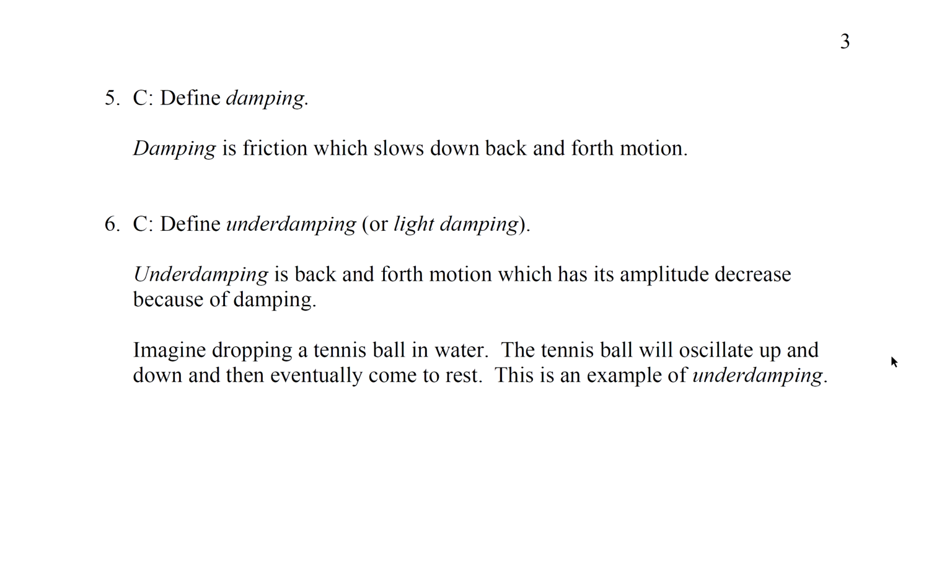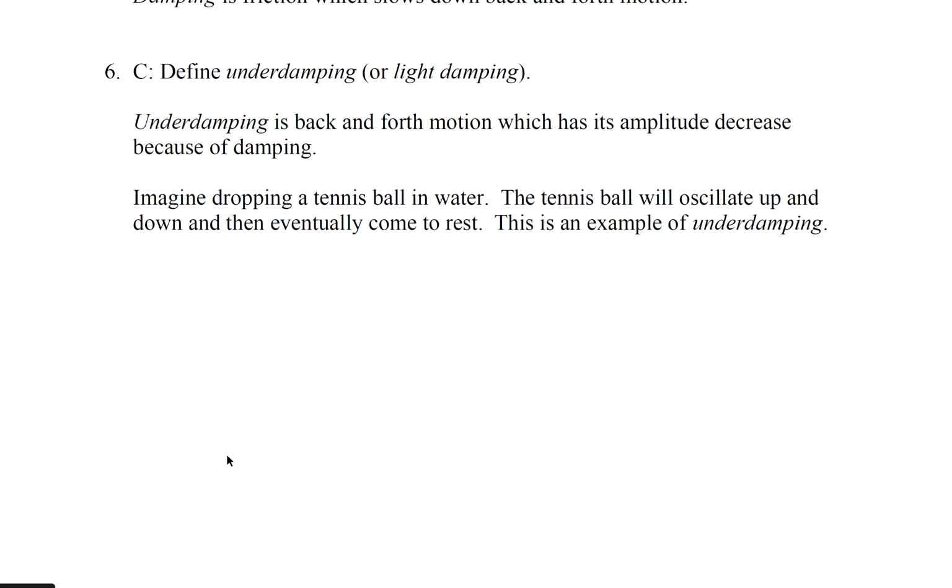Question 5. Define damping. Damping is friction which slows down back and forth motion. Question 6. Define underdamping or light damping. Underdamping is back and forth motion which has its amplitude decreased because of damping. So, imagine dropping a tennis ball in water. It's going to float because its density is less than that of water. But the tennis ball oscillates up and down, and its amplitude eventually decreases, and the object eventually comes to rest. That's an example of underdamping.